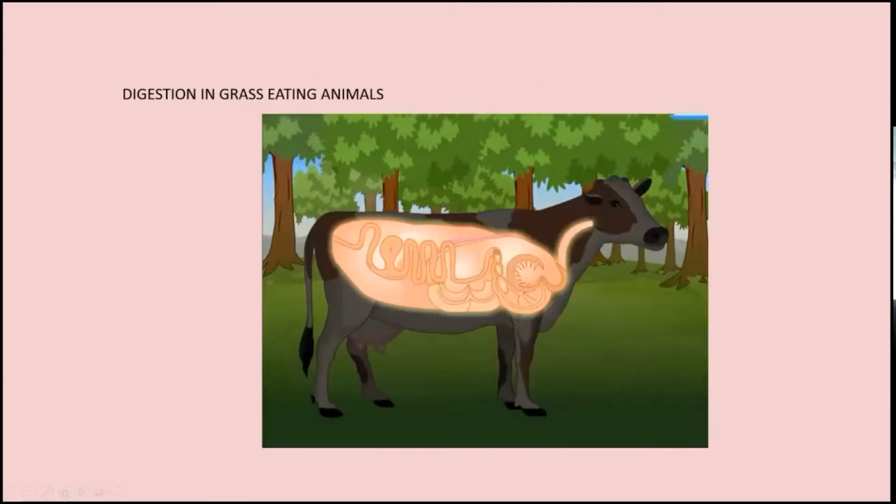Unlike humans, all grass-eating animals have a special stomach with 4 chambers, namely rumen, reticulum, omasum, and abomasum. Let's see the process of digestion in grass-eating animals. The animals quickly swallow the grass and store it in rumen, the first chamber of the stomach. In the rumen, the food gets partially digested. The partially digested food is called cud. The cud is pushed into the reticulum, the second chamber of the stomach, and from here it is sent back into the mouth for thorough chewing.